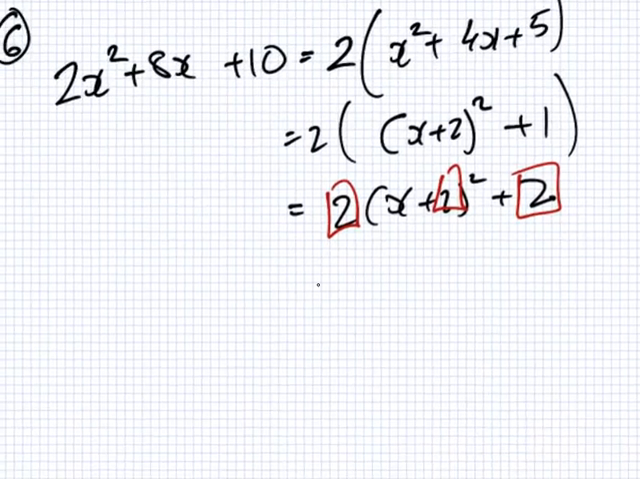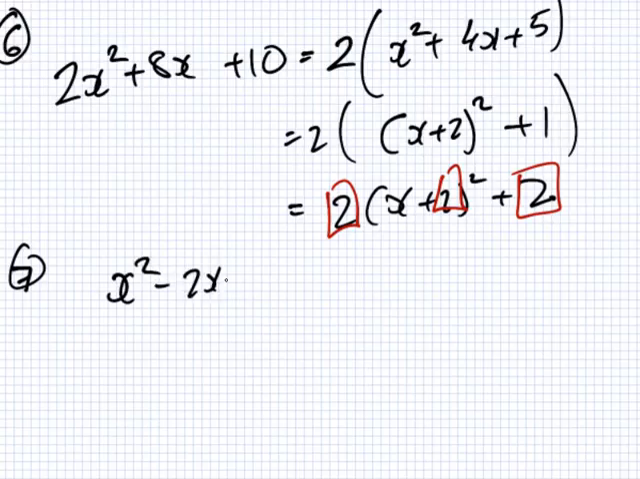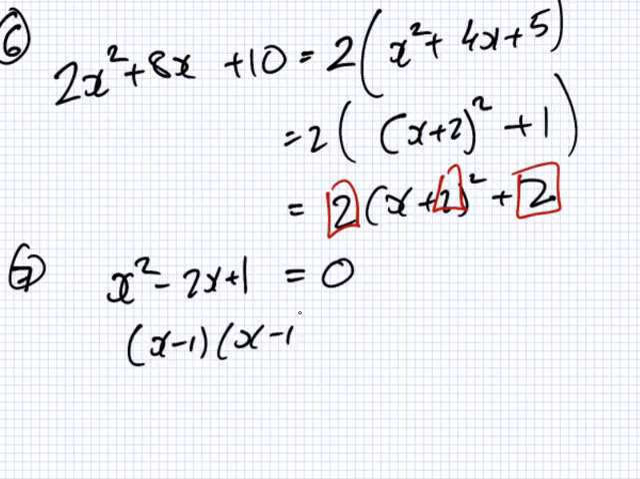Okay. 7. X squared minus 2x plus 1. My question is, where does it cross the x-axis? Y equals 0, yeah. Can I factorize this? I think I can. Yeah. That's the answer. Okay.